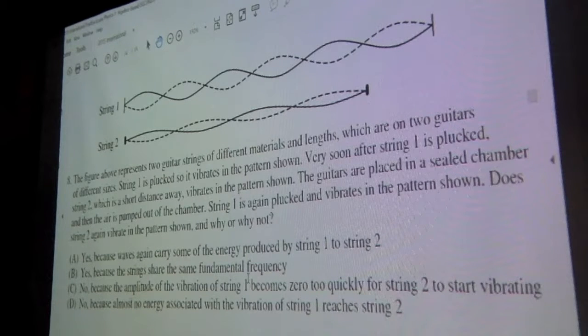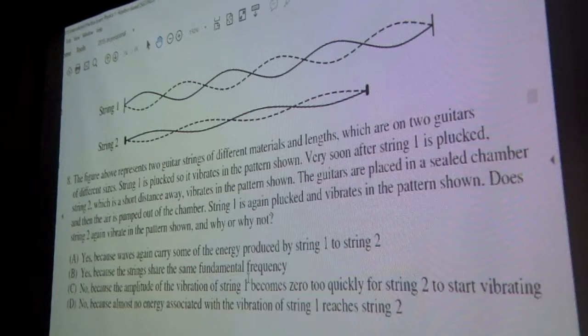Very soon after string 1 is plucked, string 2, which is a short distance away, vibrates. What is that? Not connected. What is the concept there? Resonance. Remember I put a tuning fork over there and a tuning fork over there, and I hit this and that started vibrating? That's resonance. That's exactly the concept here. It's one guitar string and the other one matches perfectly and so it starts vibrating. And that is purely resonance.